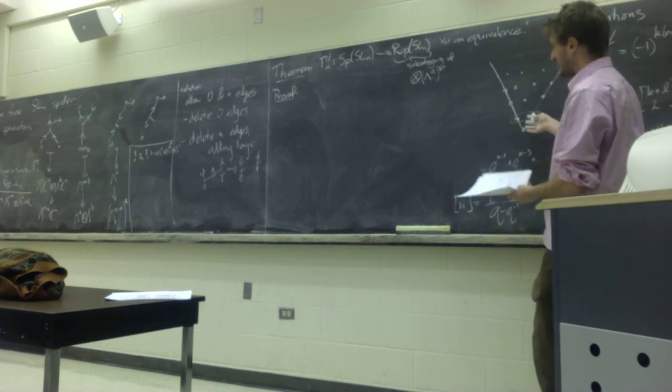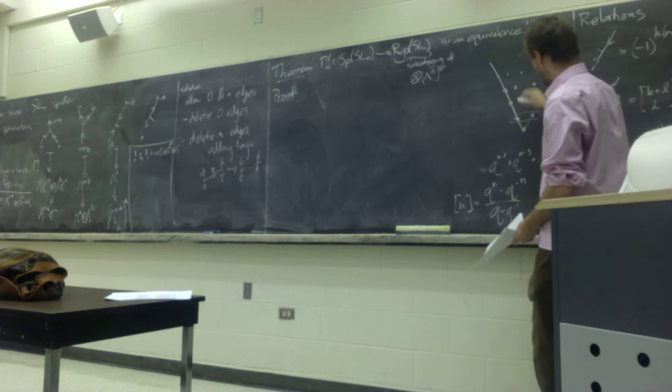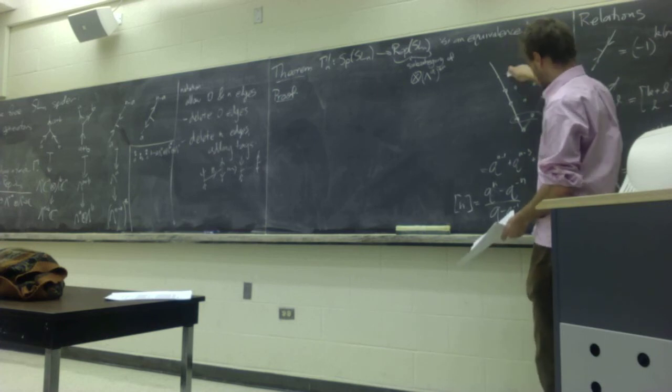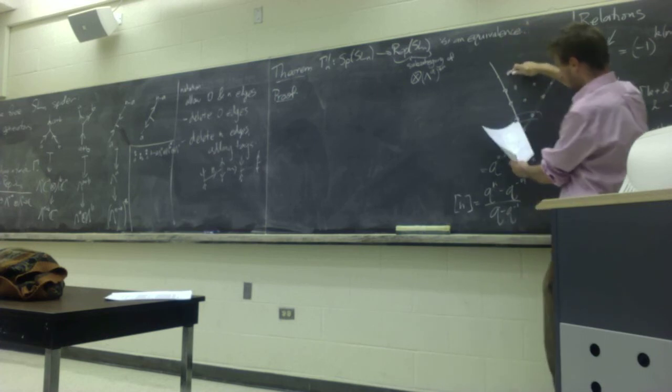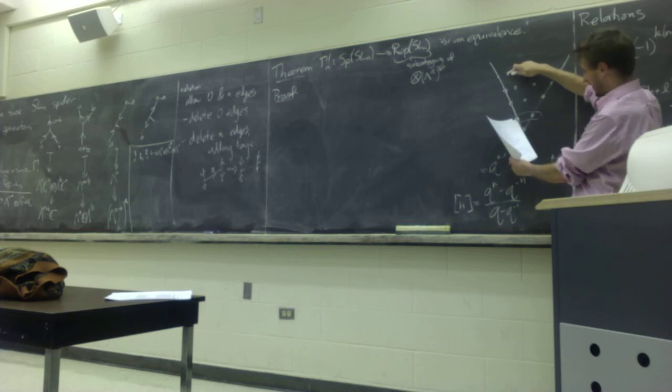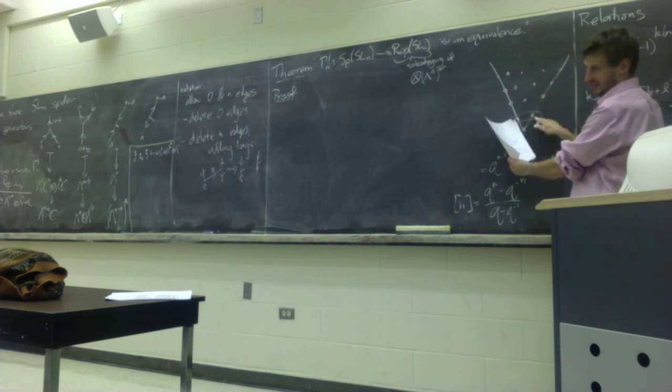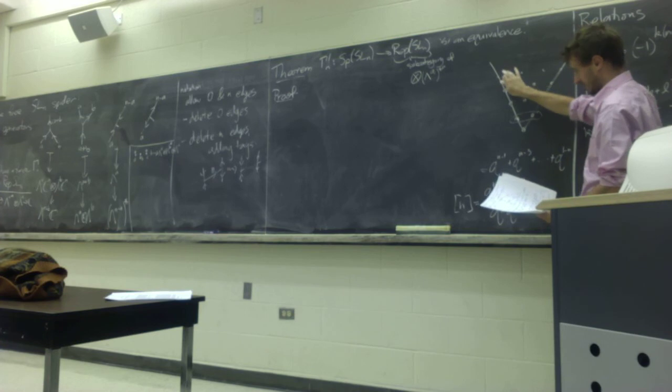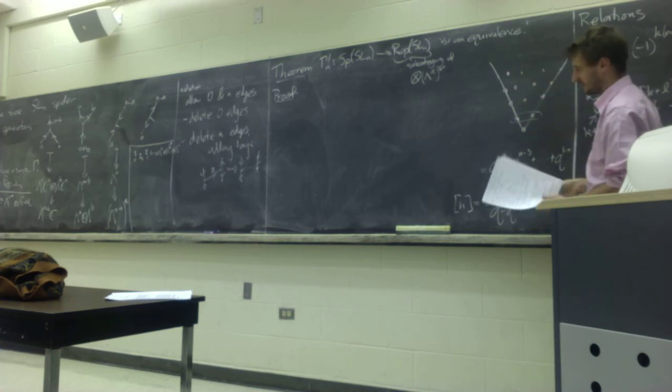This little picture very quickly tells you where to look for a given object. And if you want to find this guy, you take three tensor factors of the standard representation and one tensor factor of your, and you'll find that one sitting there as well.